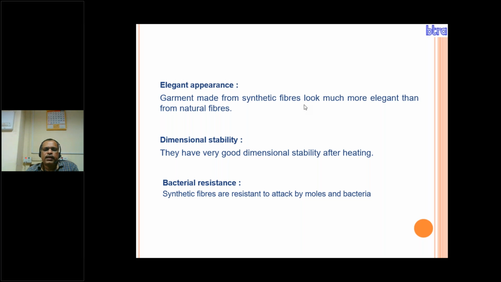Among these, we can select which fiber we can use for which applications. For the fabrics and yarns we are making, the application decides the property. First, we have to choose the fiber property.